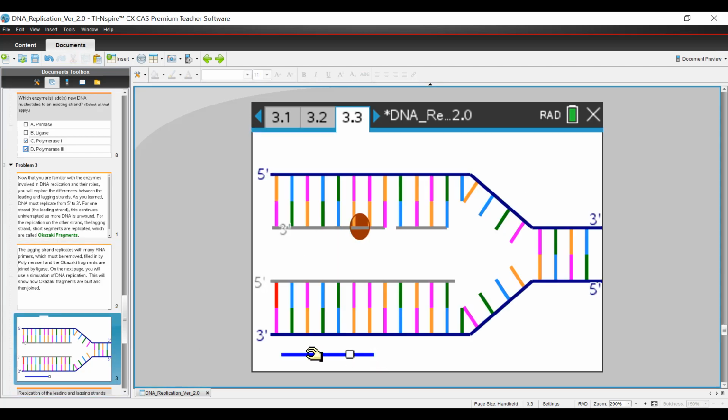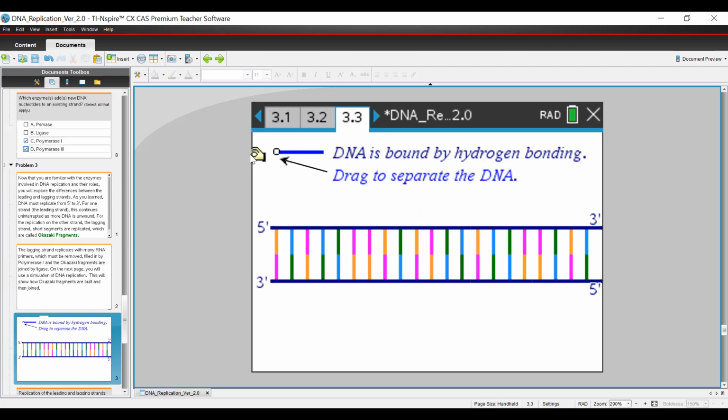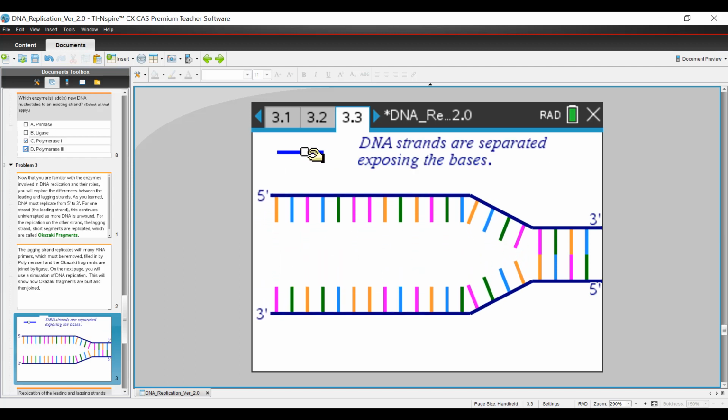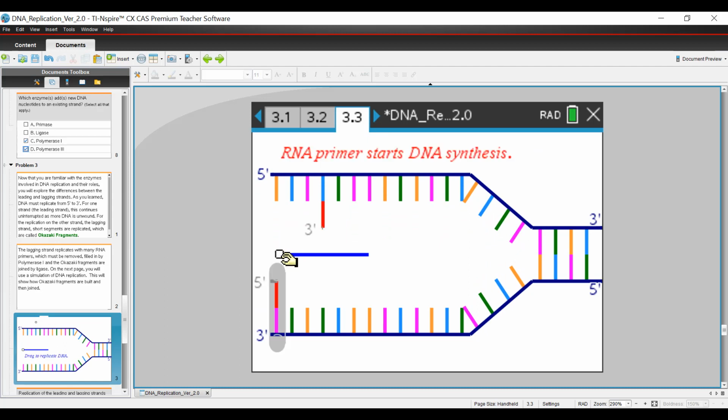All right, so I was already playing with this, so I have to go back. My apologies. All right, so here we're starting fresh. DNA is bound by hydrogen bonding. Remember that between the bases, between adenine and thymine and guanine and cytosine, they're connected through hydrogen bonding. Adenine and thymine have 2 hydrogen bonds, cytosine and guanine have 3. Well, let's do this simulation, see what happens. DNA strands are separated, exposing those bases. Drag to replicate the DNA.